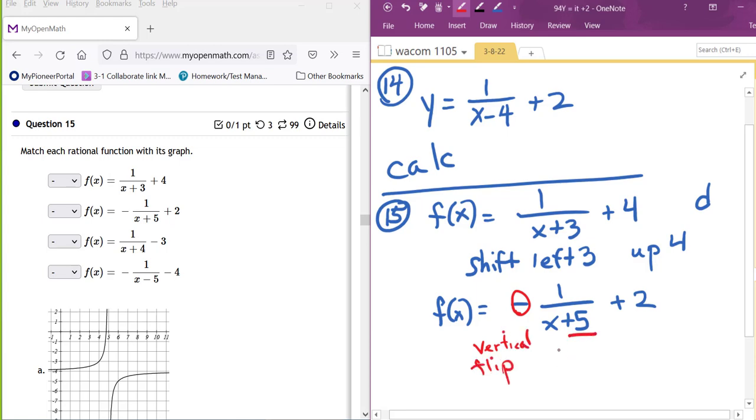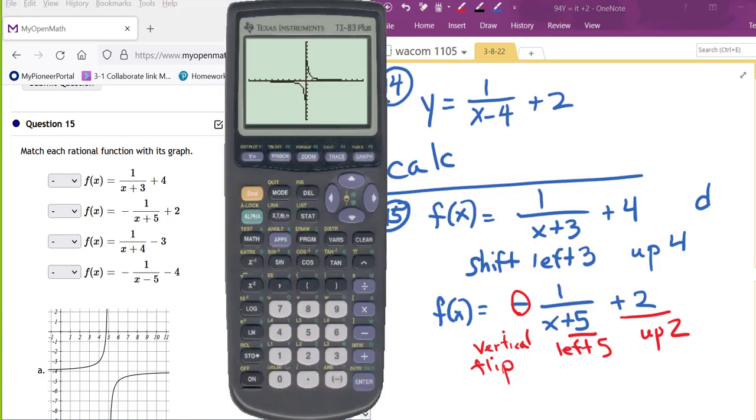This will make it move left 5, up 2. And that's a variation from our standard graph. So we're going to flip it upside down. So this one's going to turn this way, and this one's going to turn this way, so in the other quadrants, instead of where they are. And we're going to go 5 left and 2 up.